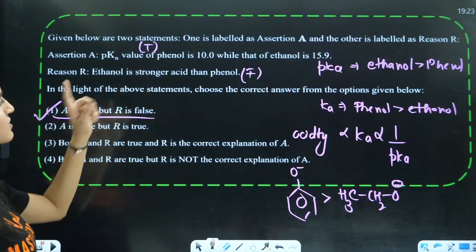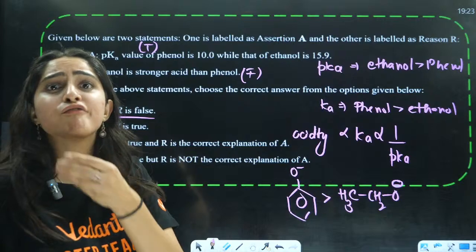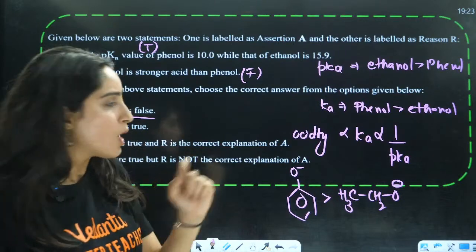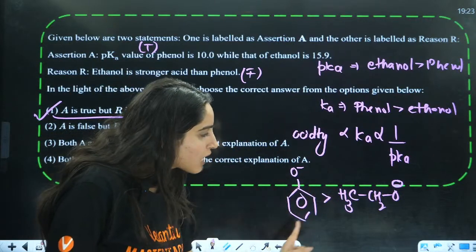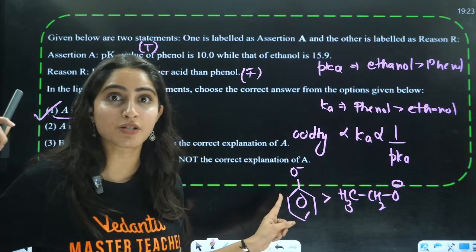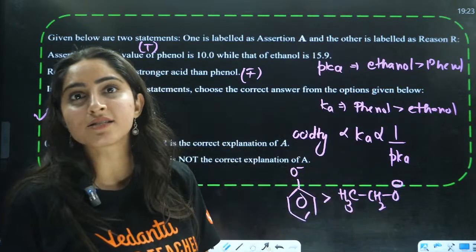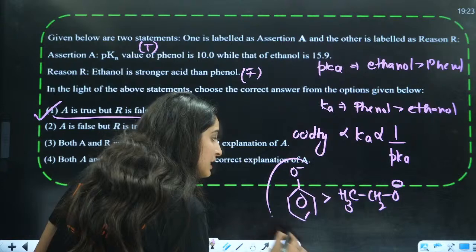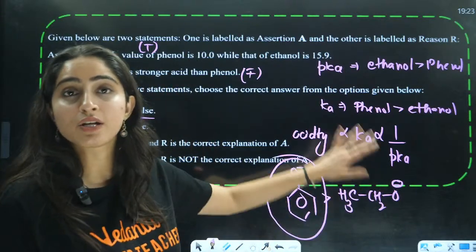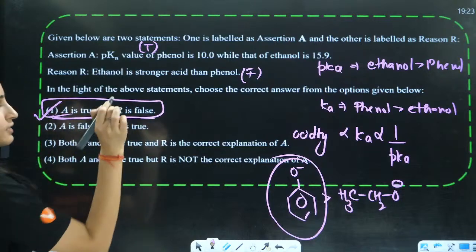But in the next statement, they are saying ethanol is the stronger acid. No, ethanol is not a stronger acid. Why is phenol a stronger acid? Because phenol gives the phenoxide ion. I drew the resonating structures. It has 5 resonating structures, while this has no resonating structure. So because of the resonating structures, phenol is more acidic in nature. Hence, the first is the correct answer.